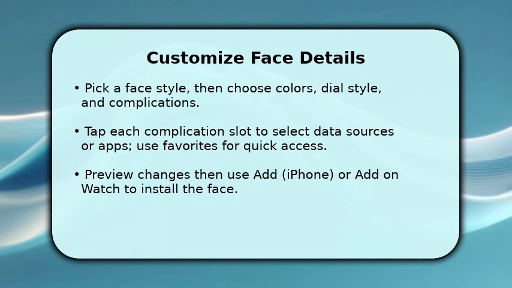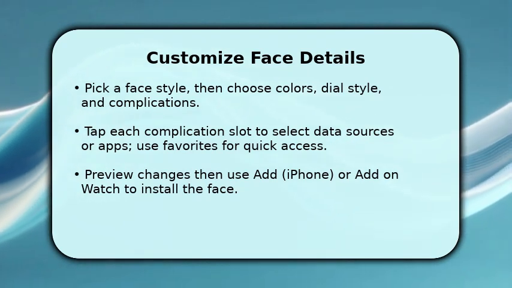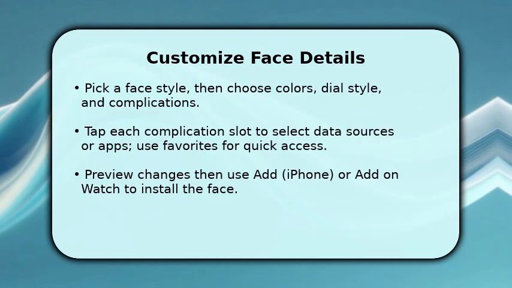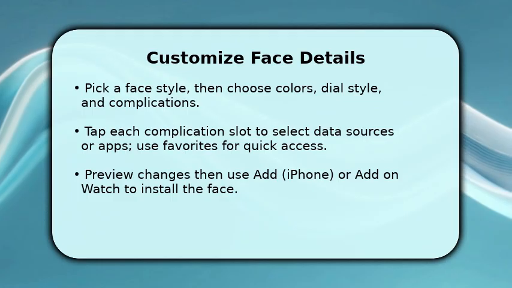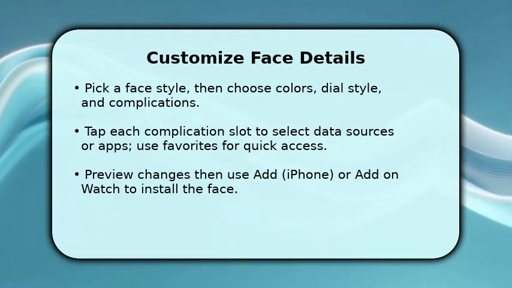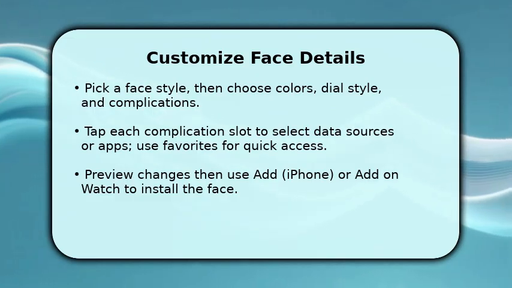Now you customize what matters. Select a face style and then pick color, dial layout, and complication slots because those determine what info you see at a glance. Once you tap a complication slot, choose from installed apps and frequently used data. This is why you should set favorites first. Preview how the face looks and behaves.